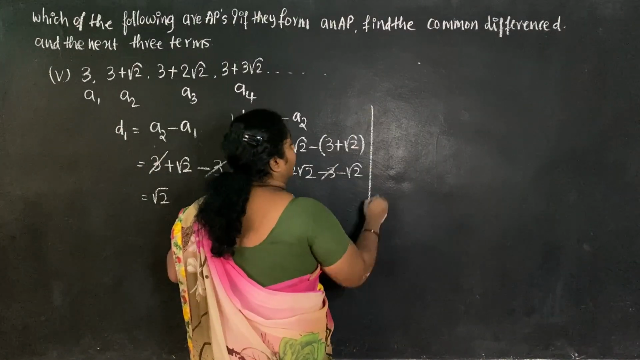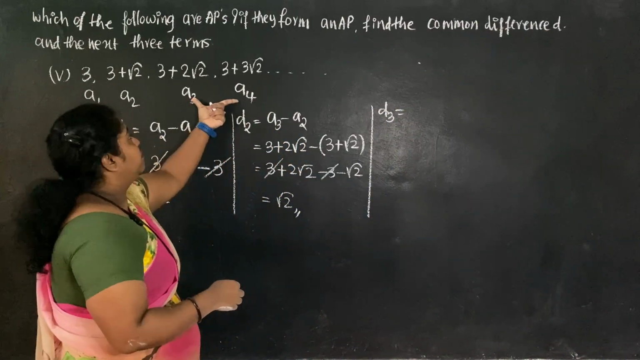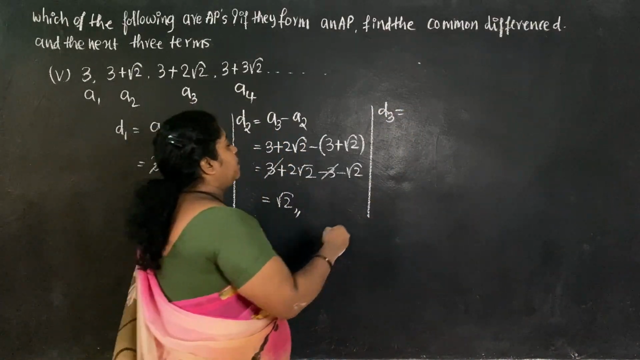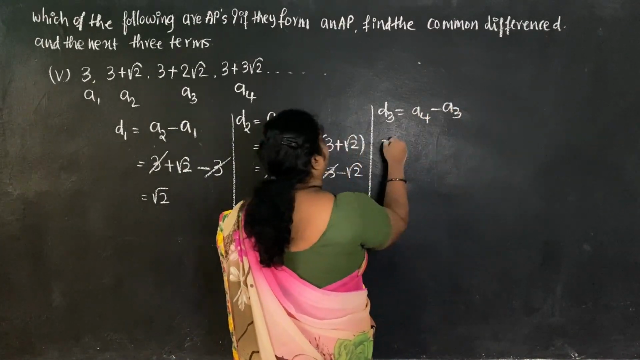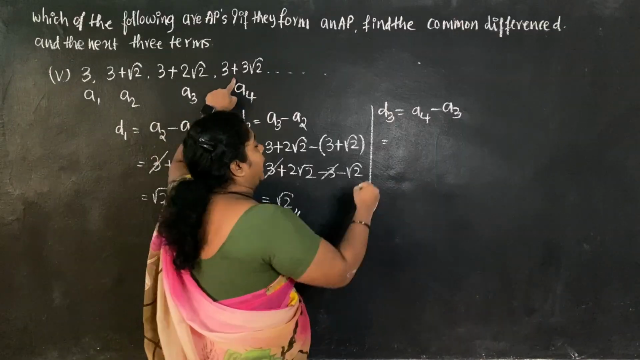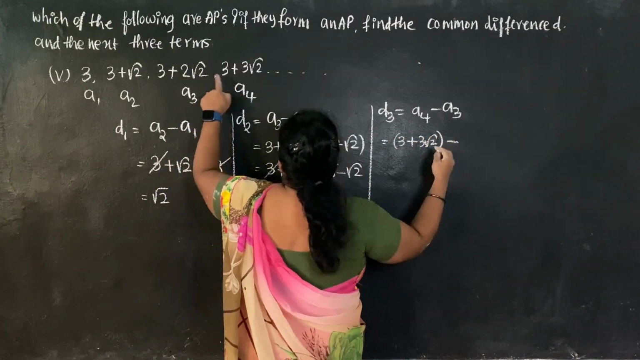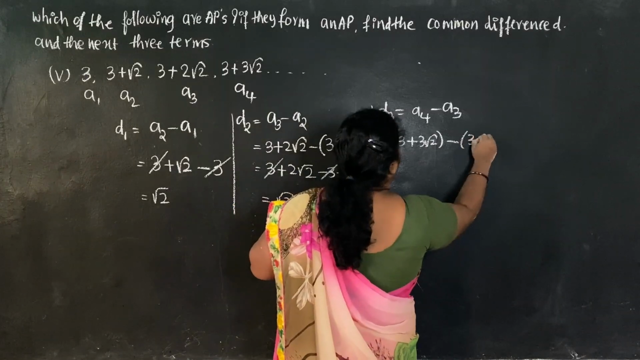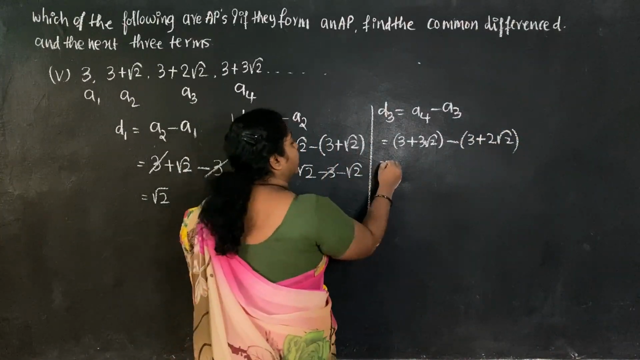Now let me go for calculating the D3 value. Okay, D3 is the difference between these two, right? Now what I'll be having here, D3 is nothing but A4 minus A3. What is A4 value I have? A4 is nothing but 3 plus 3 root 2 minus A3, which is nothing but 3 plus 2 root 2. Okay, if I simplify this, what am I going to get?